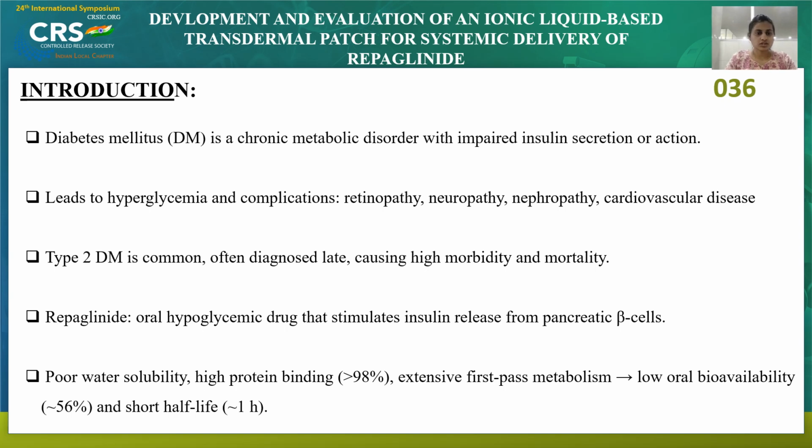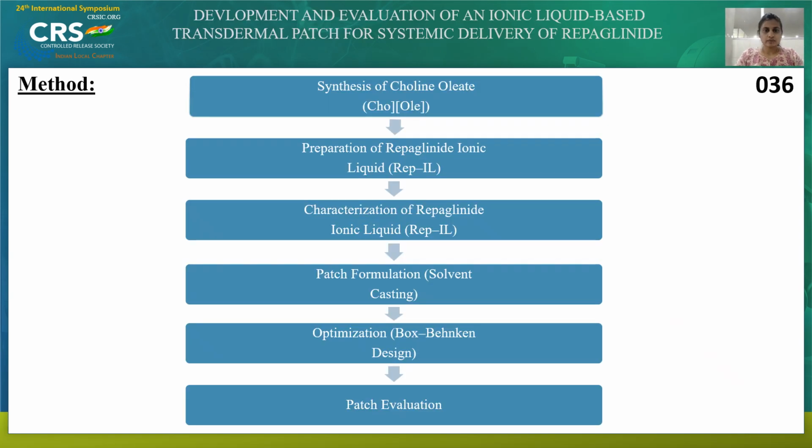The introduction: diabetes mellitus is a chronic metabolic disorder which impairs insulin secretion or action. Diabetes mellitus is a chronic disease in which insulin does not work properly, causing high blood sugar. It can lead to complications in the eyes, nerves, kidney and heart. Type 2 diabetes is very common and often diagnosed late. Repaglinide is an oral, short-acting drug that helps the pancreas release insulin to control blood sugar.